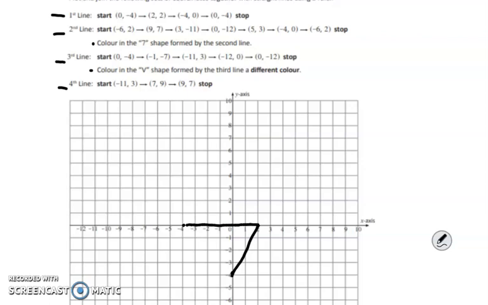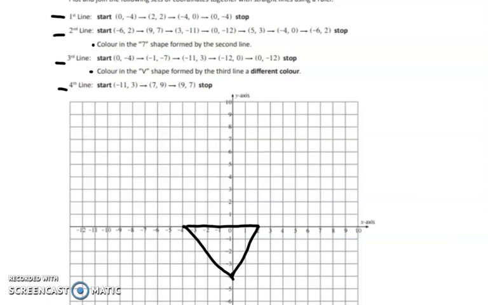And then it tells us to go back to 0, minus 4. So we have this little triangle there. It doesn't look like a complete picture at all, but that's why each of these is in their own little line. So the next one, you're going to start at minus 6, 2, draw a line to 9, 7, draw a line from there to 3, minus 11, and so on and so forth. At the end of it, you'll have a piece of art, or at least a design.